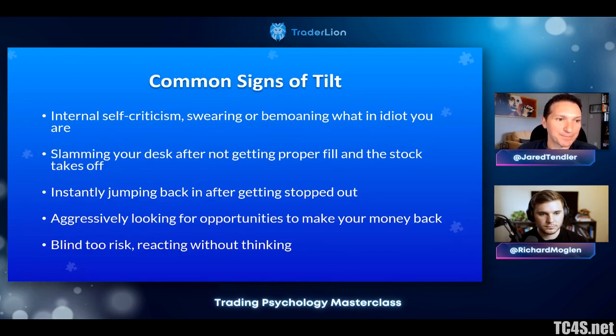Common signs of tilt: internal self-criticism, swearing or bemoaning what an idiot you are, slamming your desk after not getting a proper fill, and of course the stock takes off, instantly jumping back in after getting stopped out, aggressively looking for opportunities to make your money back, being blind to risk without thinking.